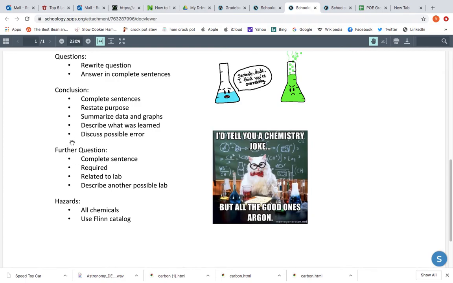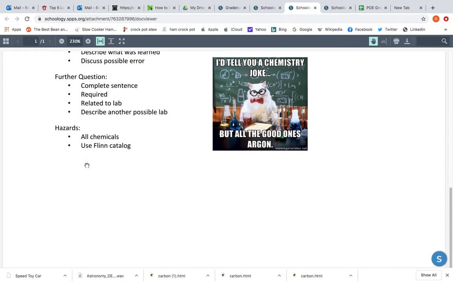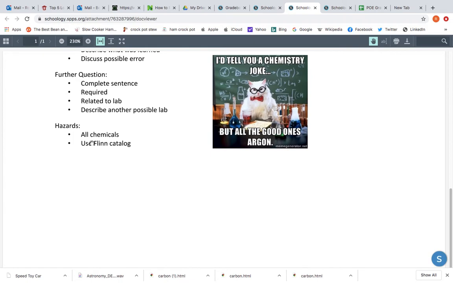We always have a section to ask further questions. You want to know something further from this experiment that you didn't find out. You write down a further question associated with that activity, and then, are there any hazards? Are there any things that are dangerous in this lab activity? Did we work with fire? Did something get hot? You have to use common sense. Did we work with chemicals? You have to look up the possible hazards that are with those chemicals.